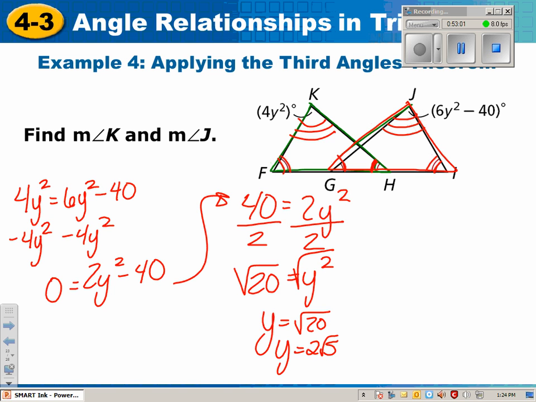But they didn't ask for y, right? They said find the measure of angle K and J. So you could leave your answer as the square root of 20 to substitute it in, or you can simplify it and then substitute it. Let's review both ways, because this is where I sometimes have students who have trouble. If I don't simplify it, I'm looking for angle K. By the way, what do I know about K and J? They're congruent. So K is the same as J, so I don't have to plug it back into both, right? Okay. K is 4y squared, so I'm going to plug it into 4y squared. If I don't simplify it, I have 4 times the square root of 20 squared. What happens?